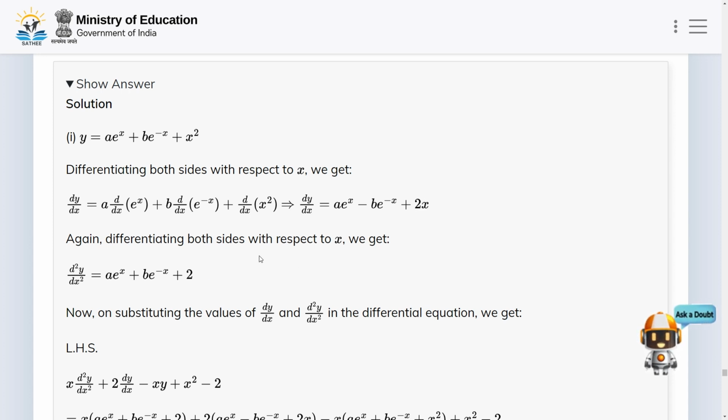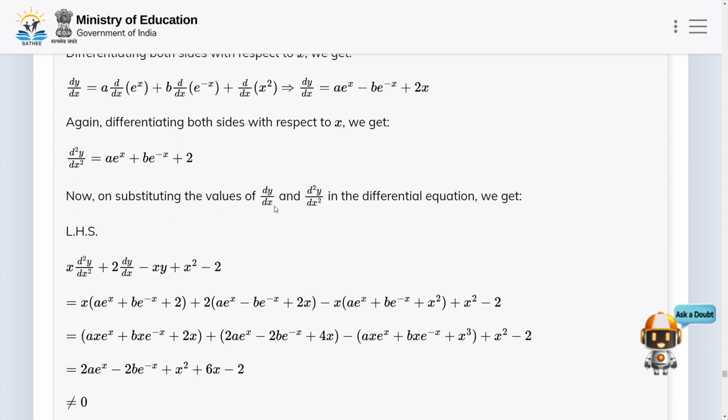Sorry, here this is dy by dx. Sorry for that. Again, let me just do it for you. So y is given this. First derivative will be a e^x minus b e^(-x) plus 2x. Now again differentiate this. You will have a e^x plus b e^(-x) and plus 2. Yes, it is correct, the double derivative.